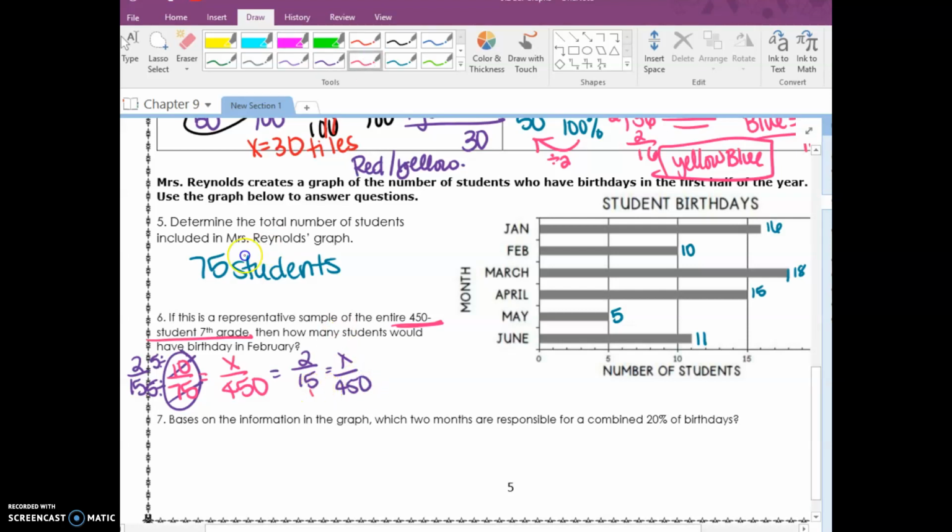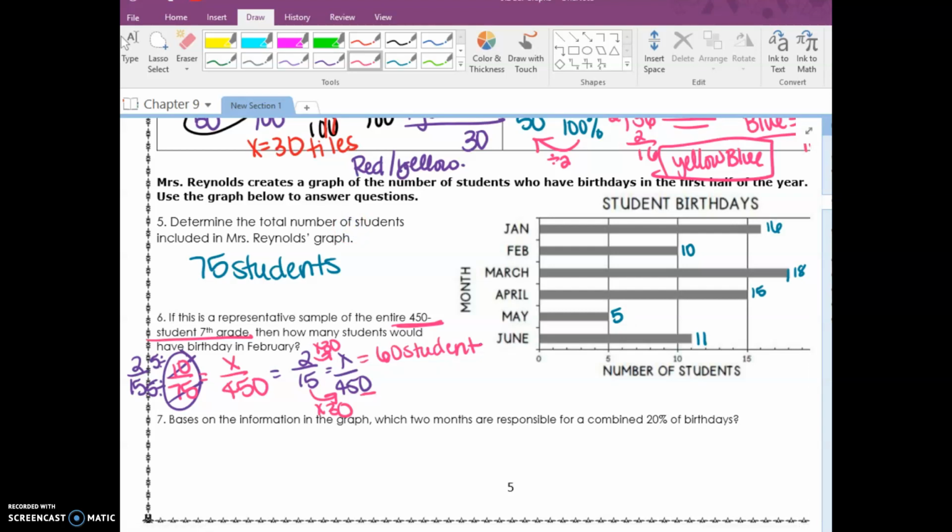So now I look to see 15 can go into 45 3 times. So with that 3 times, I'm going to add that extra 0, which is 30. So then 2 times 30 would be 60 students. So 60 students out of 450 would have a birthday in February.